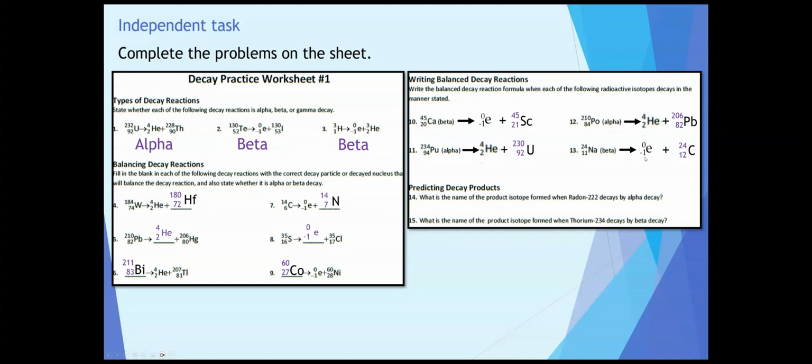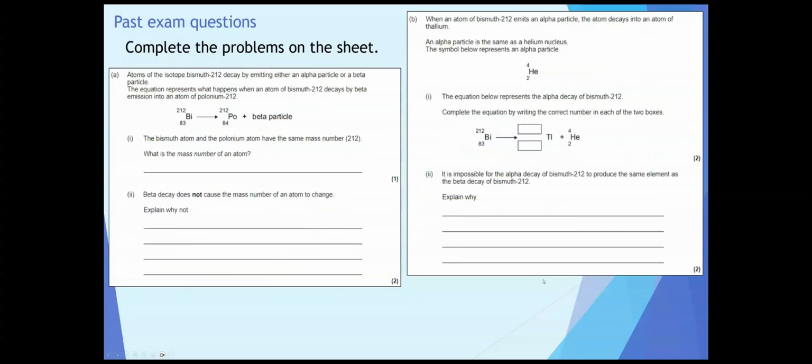And these are all the answers. Please have a go at those without using the answers.